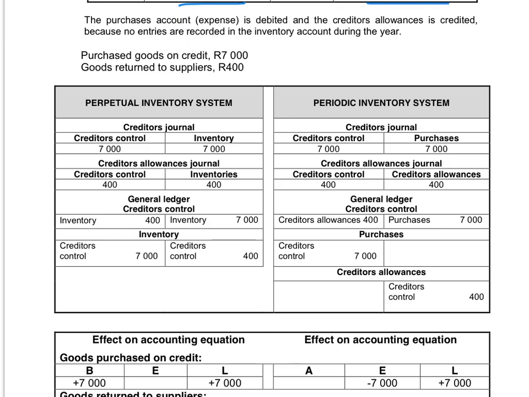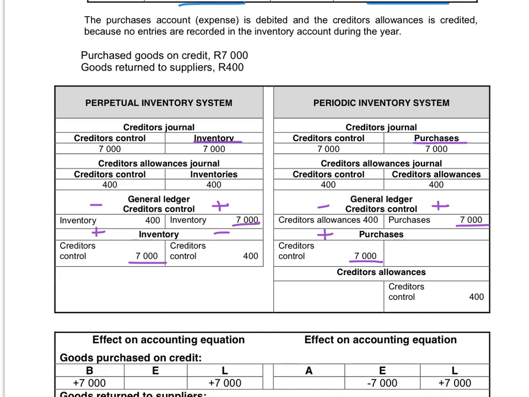In the creditors journal, you will have a column for inventory, and in the periodic system, you will have a column for purchases. In perpetual, you will credit your creditors control to increase your liabilities on the credit side with 7,000. You will debit your inventory to increase the assets on the debit side with 7,000. In the periodic system, you will credit your creditors control with 7,000 to increase the liability, and now you will debit purchases with 7,000.